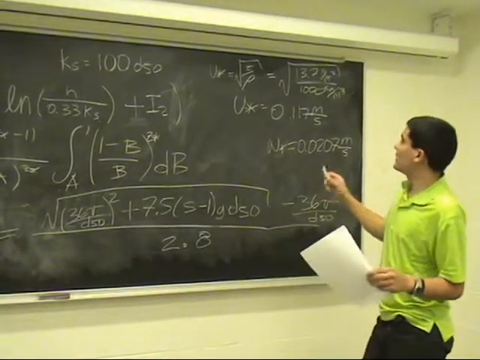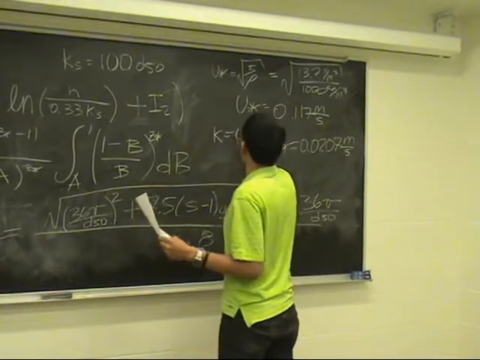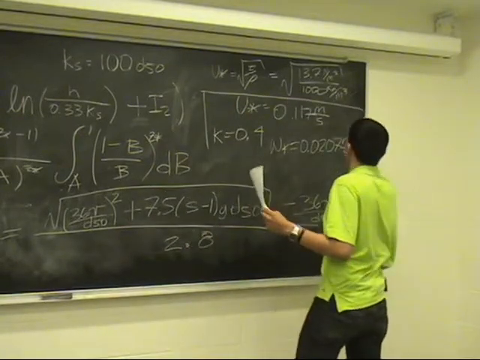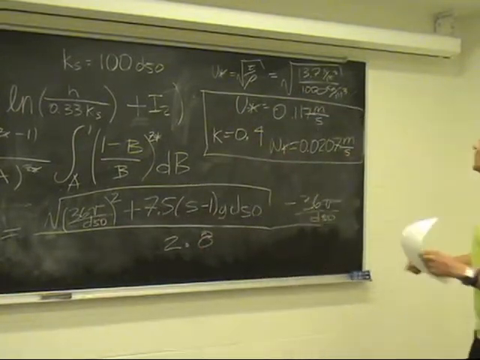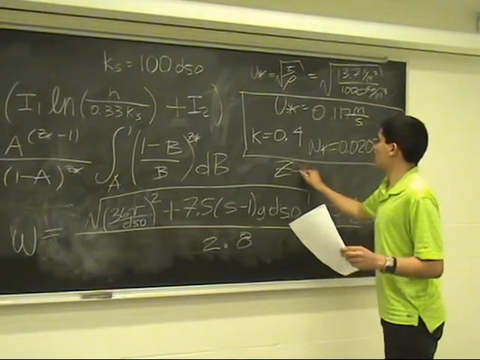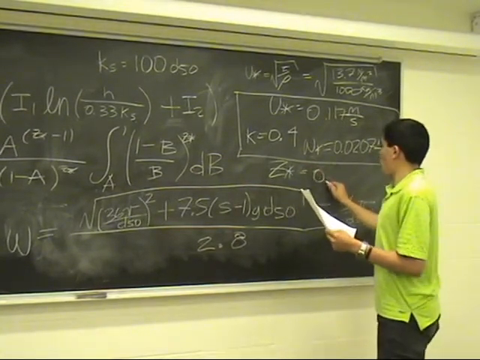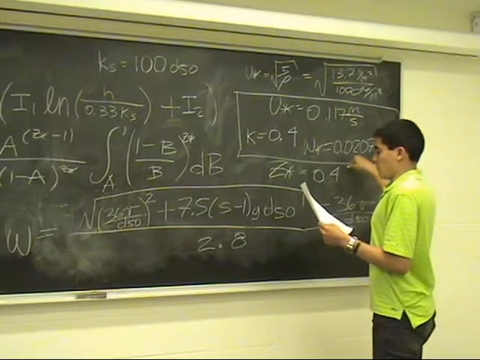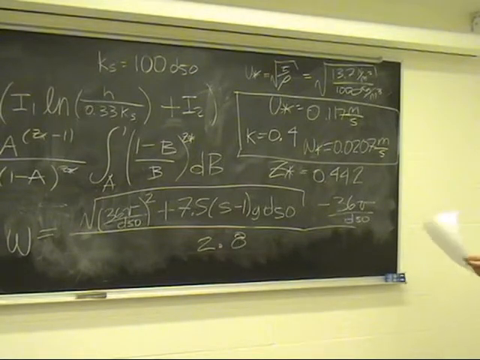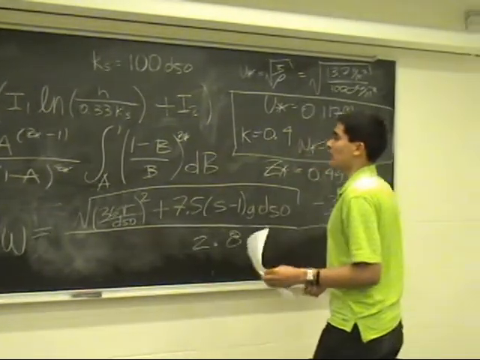We have U star, we have W star, and now we have all that we need to calculate Z star, because we know that K equals 0.4. So if we use these three results here, we get that Z star, very important to get it right, is 0.442.